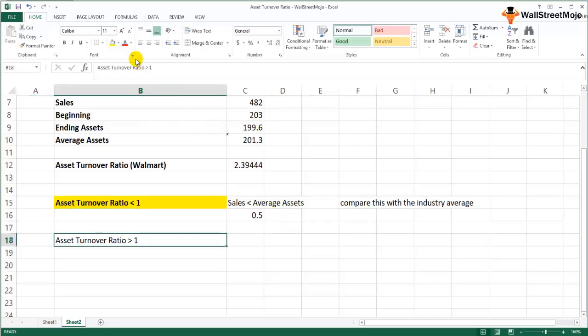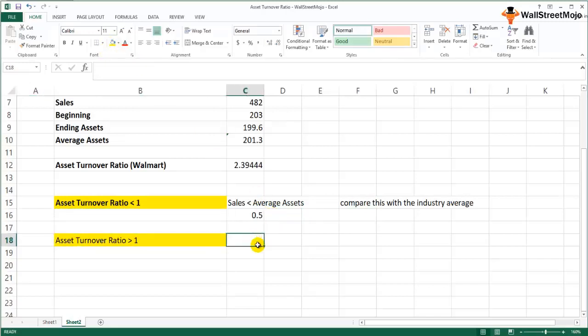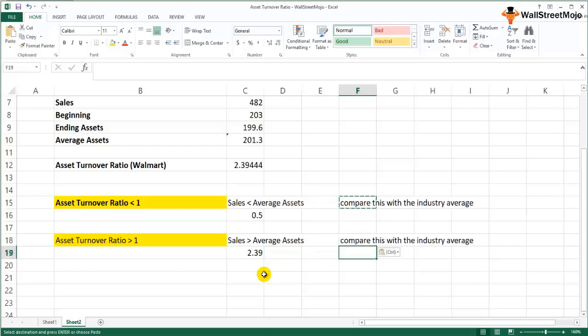The second situation is that the asset turnover ratio is greater than 1. What this means is that sales is greater than average assets. In the case of Walmart, it was 2.39, so for every $1 of assets, Walmart is generating $2.39 of sales. That's incredible. But again, is this good or bad? You can't tell unless you compare this with your industry average.